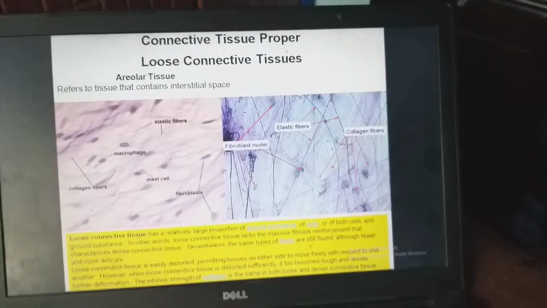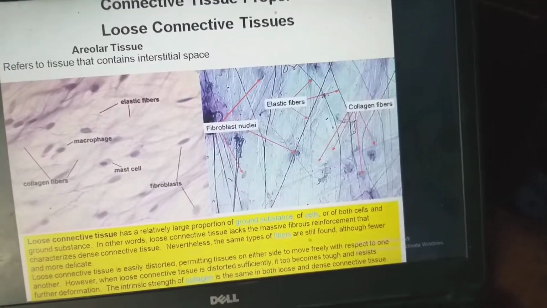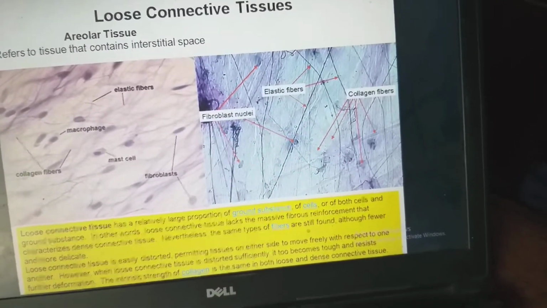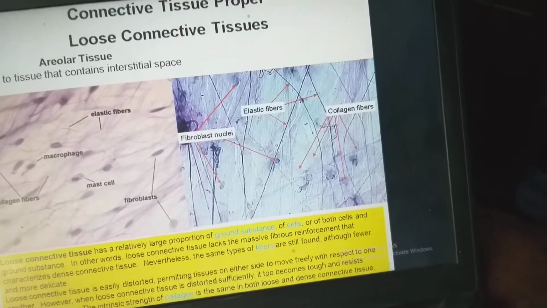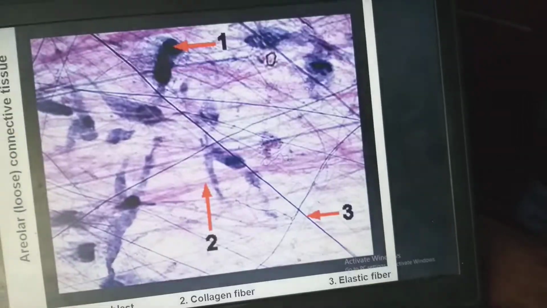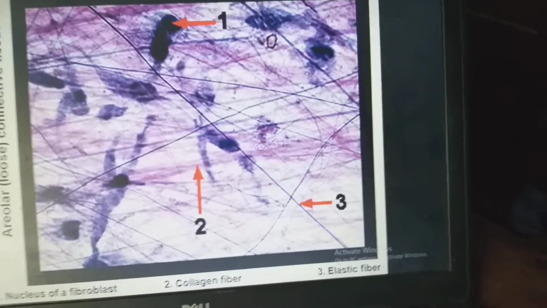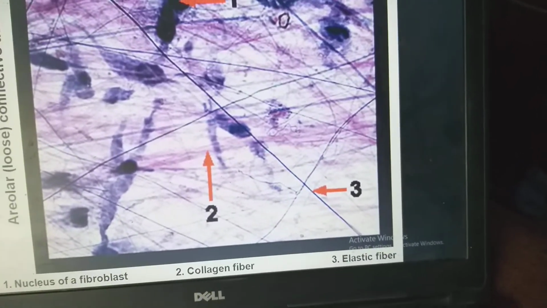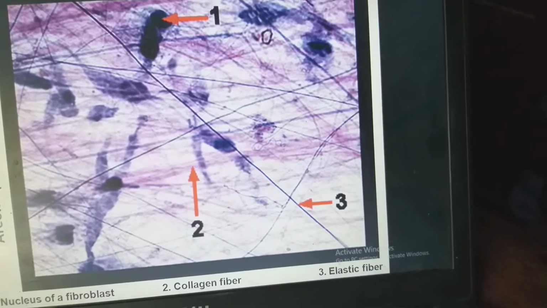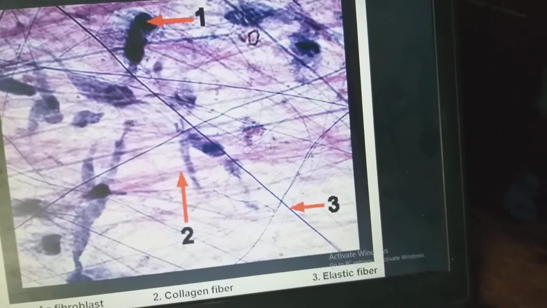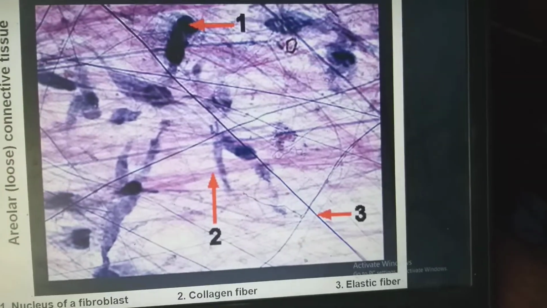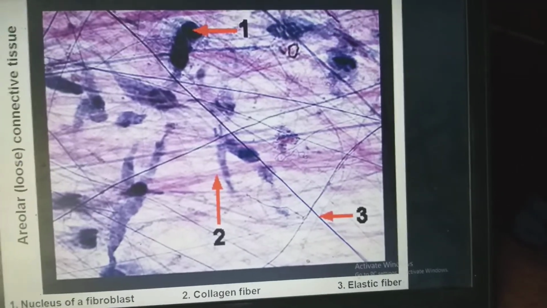These are some figures simply to identify elastic fibers. How can you identify elastic fibers? How can you identify collagen fibers? Which one is very thin? Which one is branching? Identify this, as I have told you. You can observe it here again. Here is the nucleus of a fibroblast. Collagen fibers are there. Elastic fibers are there. I will ask you on the slide. In the slide, how can you identify them?